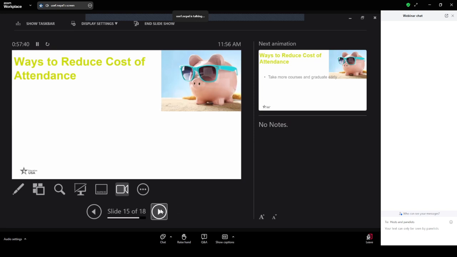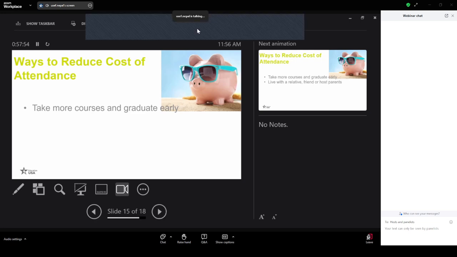Ways to reduce cost of attendance: take more courses and graduate early. Some colleges will ask you to pay for the 9 credits that you have to take, but will allow you to take a few more credits for free. If that is the case, within maybe 1.5 years, you could complete your master's instead of 2 years, by taking more credits if possible.